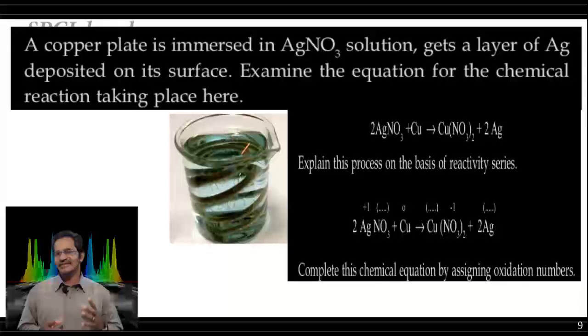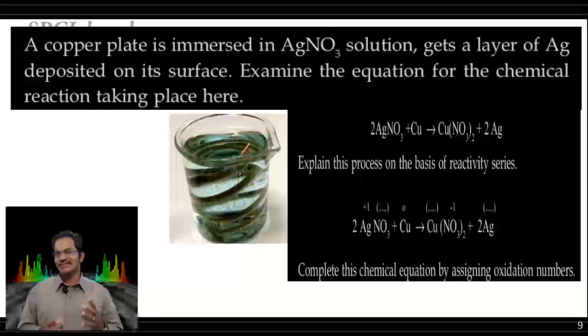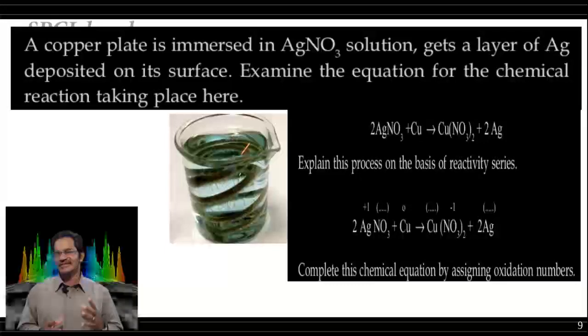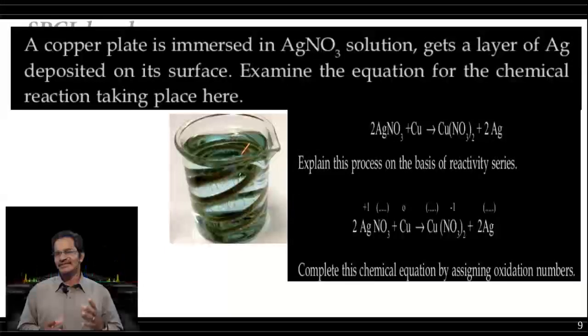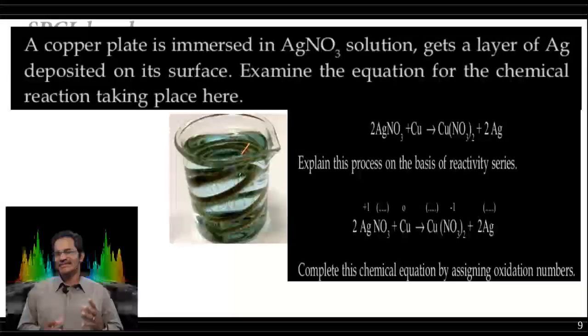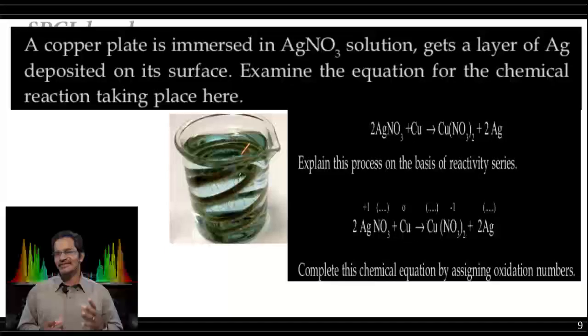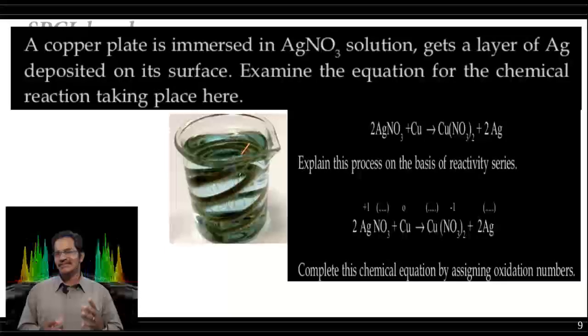Then Cu, in copper nitrate, that is cupric nitrate, Cu(NO3)2. There are 2 NO3 ions, so -1 into 2 means -2. To cancel -2, Cu should get +2. So what is the oxidation number of Cu? That is +2. Then what is the oxidation number of Ag? That is 0. Why 0? Silver is a metal, silver is an atom, so the oxidation number is 0.